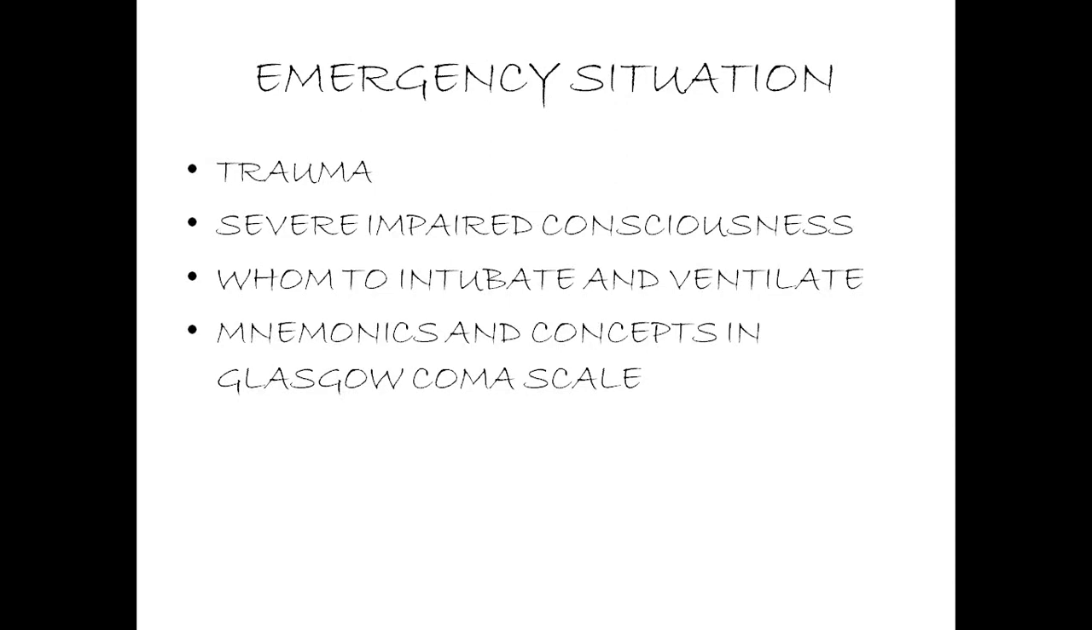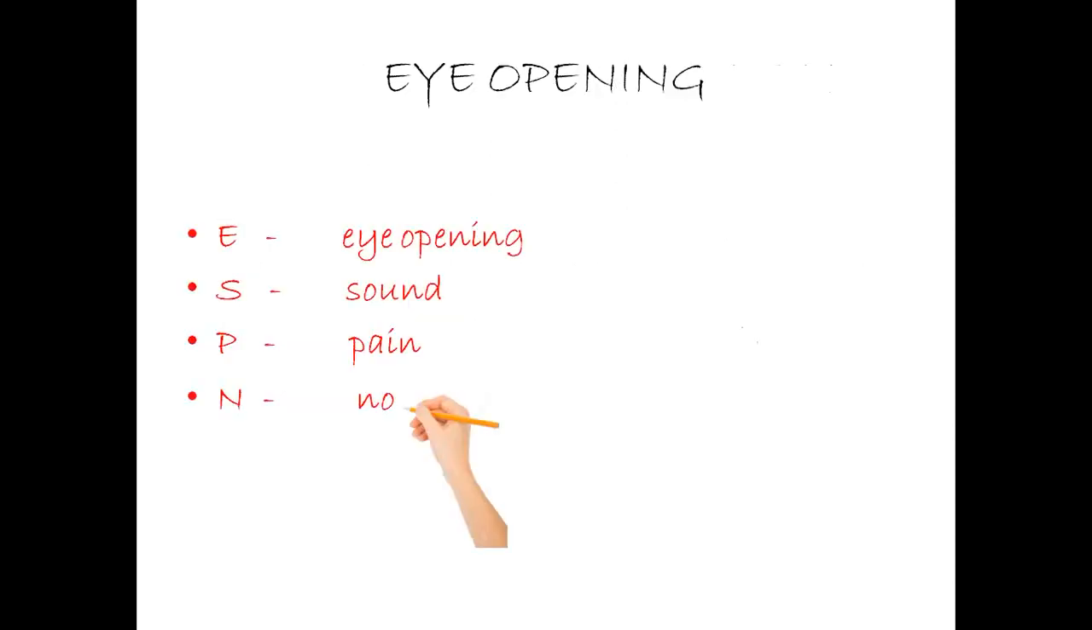Basically, there are three parameters involved in the Glasgow Coma scale. First thing is eye opening. The second one is verbal response. The third thing is motor response. Among the three, if you ask me which is the best parameter to assess, the motor response is the best parameter to assess. Next thing is eye opening. First, I told you there are three parameters: eye opening, verbal response, and motor response. EVM. For eye opening, just remember one channel called ESPN.